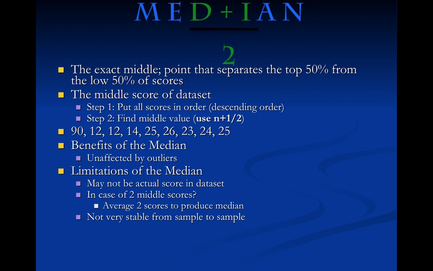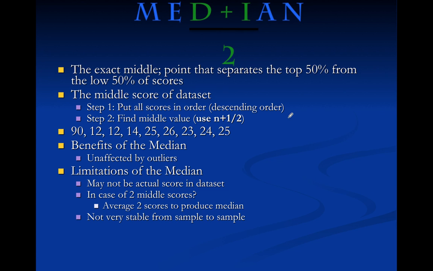Now, what happens in the case where we have some limitations associated with the median? The median in itself is sometimes not an actual number in your data set. Your mode will always be a value that occurs in your data set, but the mean and the median sometimes are not. How is this possible? Well, in the case where we have two middle scores, what we now have to do is take the average of those two scores to produce the median. Now, how does this actually work for us? It works in the following capacity.